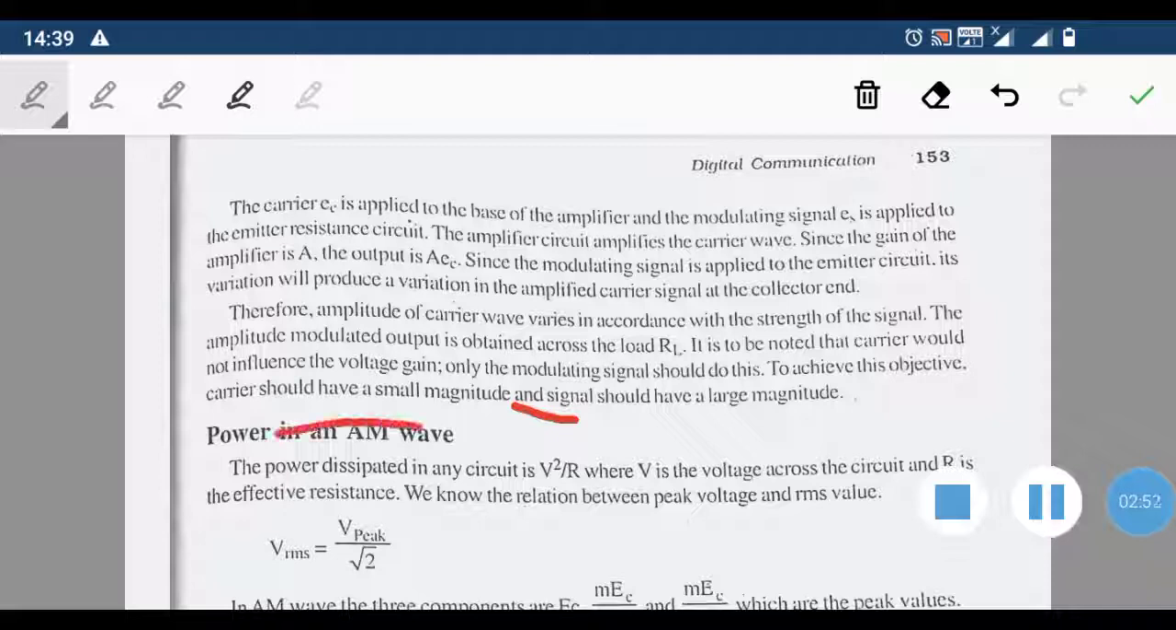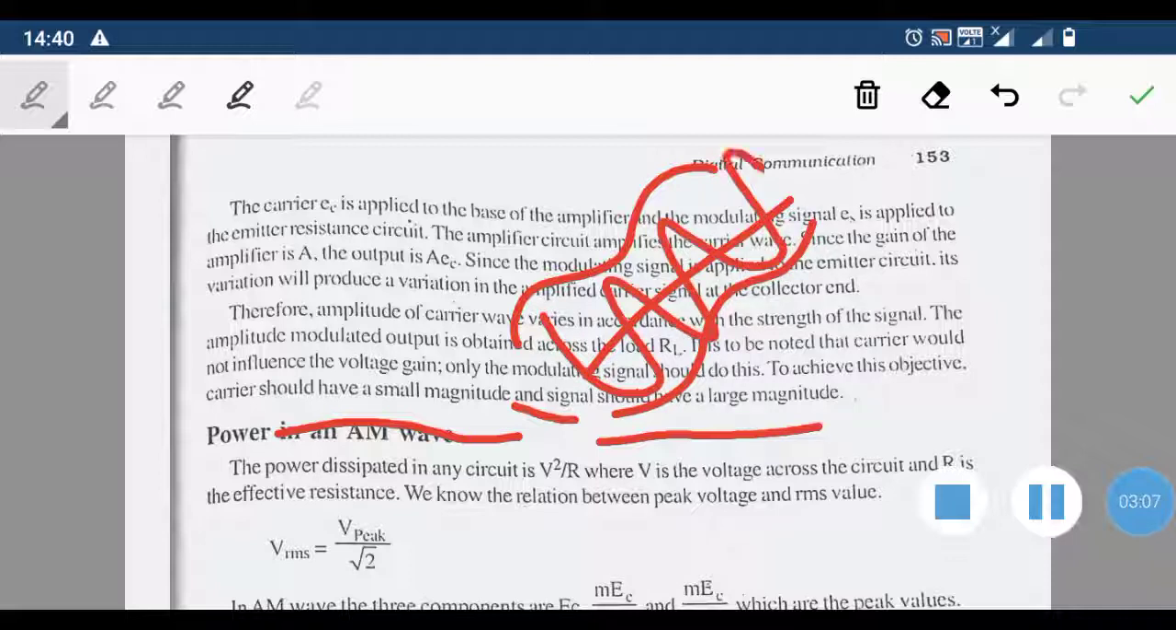We have to make the amplitude of the carrier very small, and the signal which we have applied at the emitter circuit should be very large. In that case, the circuit will act as an AM modulator, and we will get an output like this. The output will be an amplitude modulated wave, that is, the amplitude is varied in accordance with the signal.